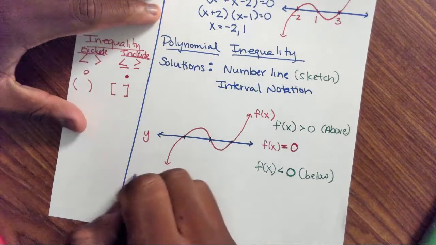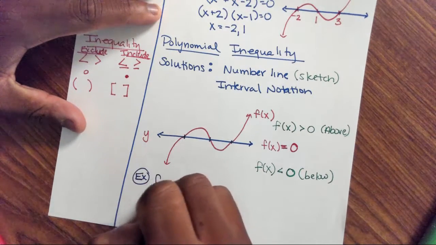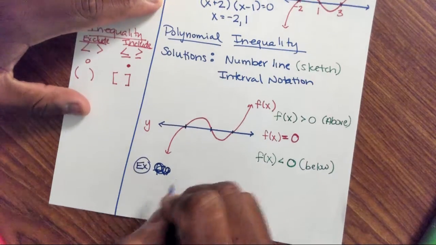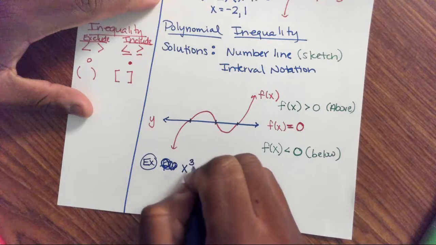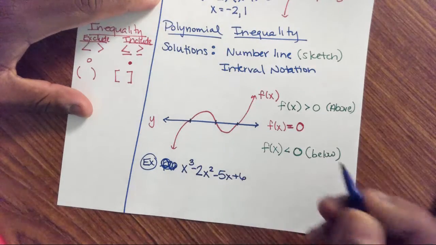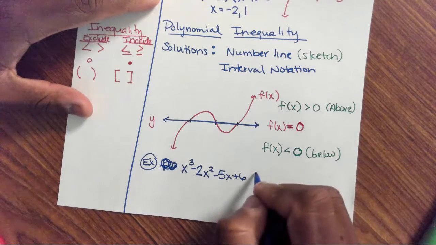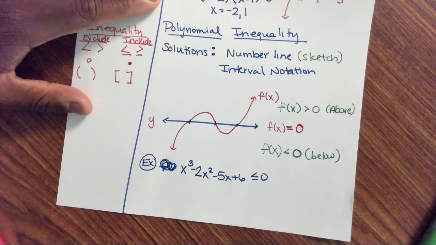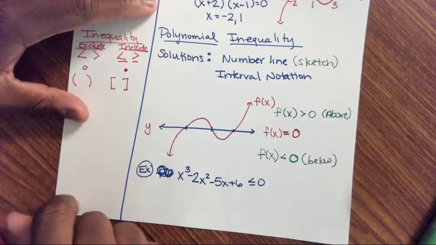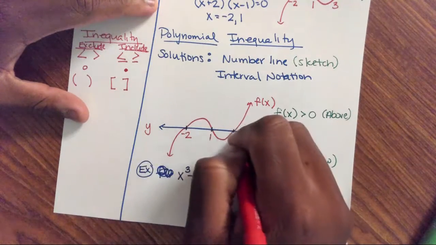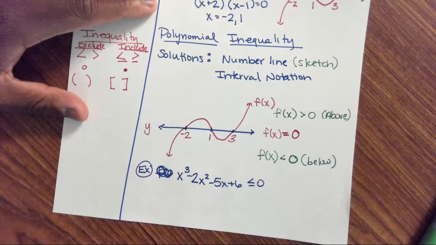And this means that you're below the y-axis. So here's how this works. Here's an example. Let's take the function x cubed minus 2x squared minus 5x plus 6, and let this function be less than or equal to 0. Well, the good news is that we just drew this function, right? So we know our x-intercepts are going to be -2, 1, and 3.